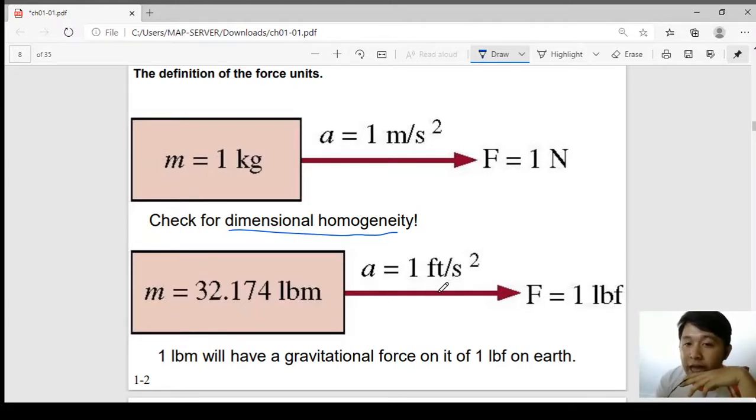So we have the conversion. Sir said we need to know the conversion of units because he will give assignments and practice problems for this.